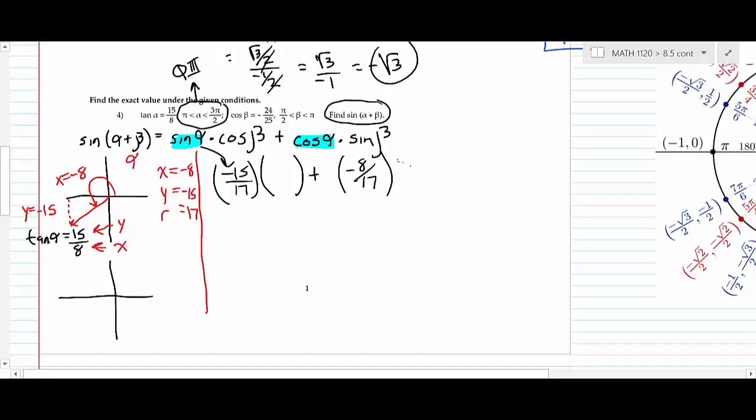And then the sine of beta, we don't have that yet, but we got to figure it out. So see, what we did is since I gave you the tangent of alpha is 15 over 8, that was enough information to figure out the sine of alpha and the cosine of alpha. Okay, that's one way to do that. Does that make any sense? Okay, don't forget your x, y, r definitions because they're important.